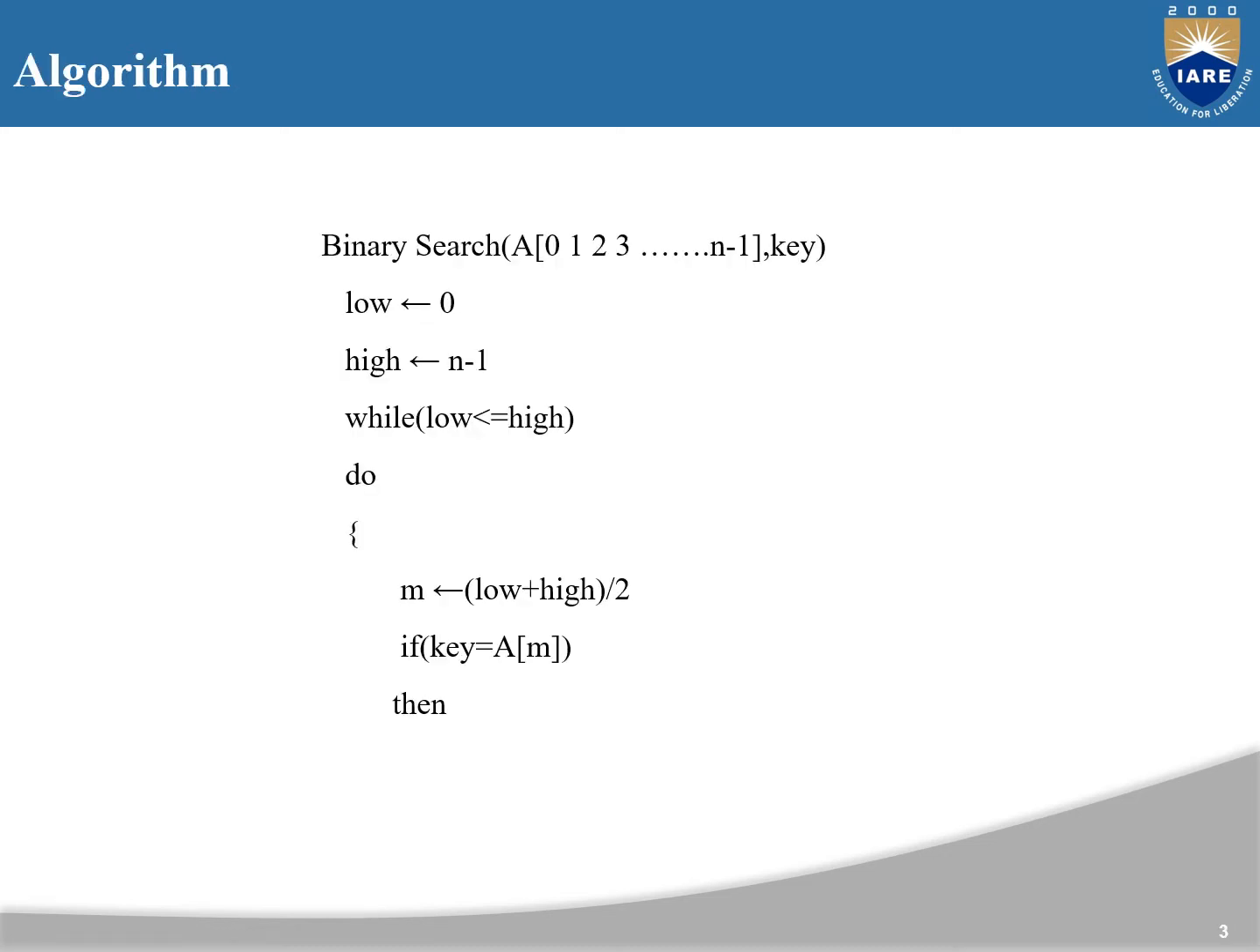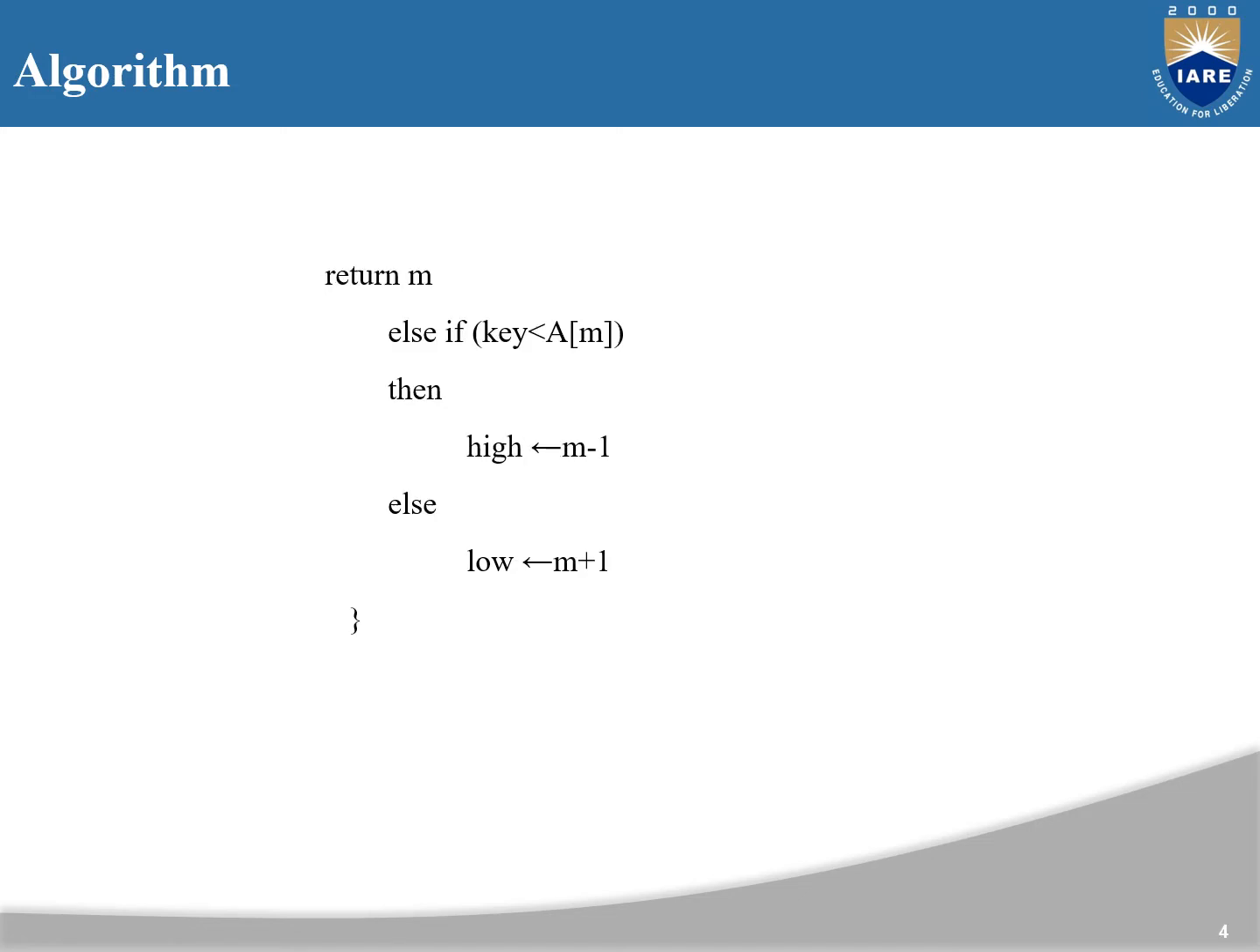Algorithm. BinarySearch(A[0, 1, 2, 3, and so on up till n minus 1], key). low = 0, high = n minus 1. While low is less than or equal to high, do m = (low + high) / 2. If key is equal to A[m], then return m. Else if key is less than A[m], then high = m minus 1, else low = m plus 1.